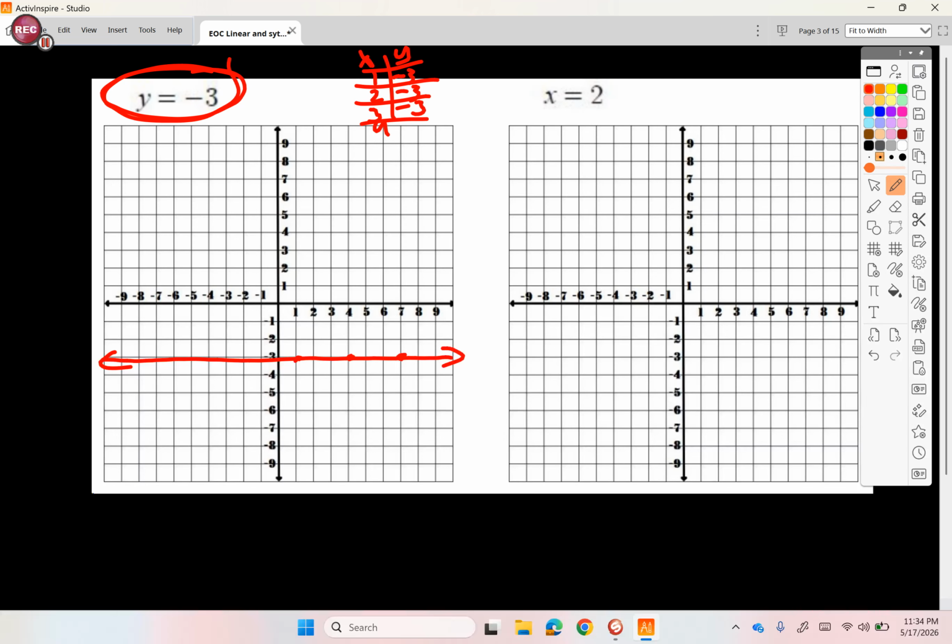Right? Same thing in reverse. If you know all the x values are 2, and you graph those x values, 2 comma 1, 2 comma 5, 2 comma 3, it's a vertical line.